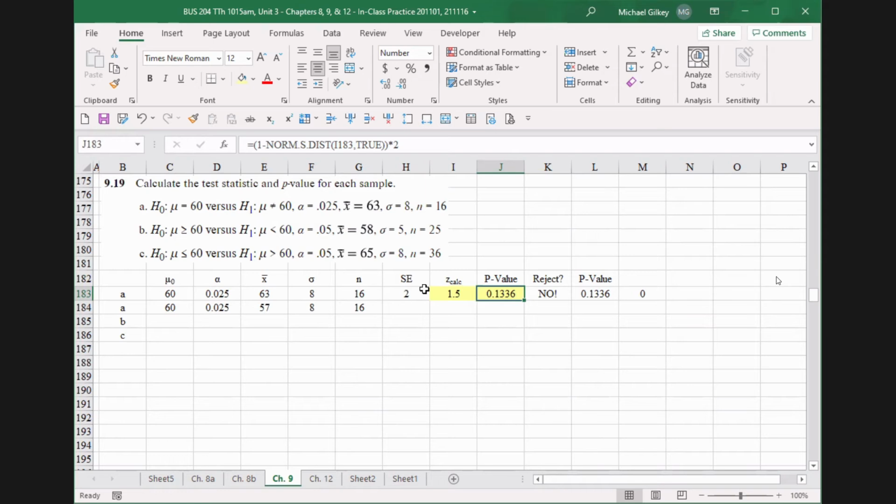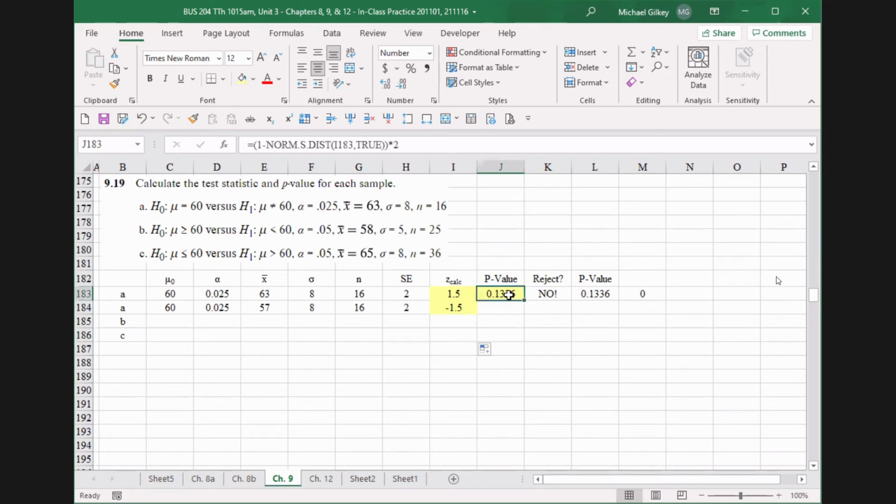Okay. What's my standard error going to be? The same. What's my z-calc going to be? Oh, the same. Be careful. It's the negative of that. It's going to be negative 1.5, because I'm now on the other side of the mean.